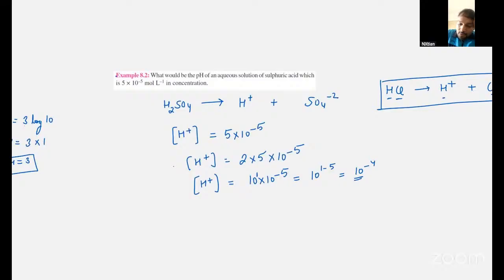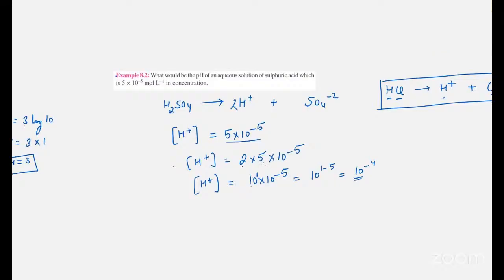Multiplied by 2. In the same way, the concentration which is given, 5 into 10 to the power minus 5, we have to multiply it by 2. So what did I do? 2 fives are 10. Now both bases are the same, so we will add the powers. So 1 minus 5 will become minus 4. Now we got the concentration as 10 to the power minus 4. Okay, I understood, sir.